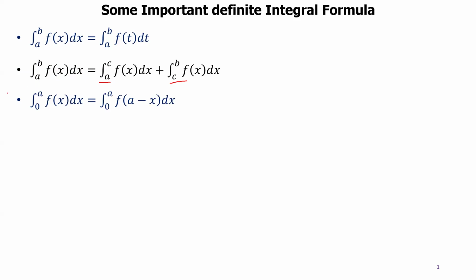In the third formula, the integration of 0 to a of f x dx is equal to the integration of f of a minus x under the limit 0 to a. The integration of sin x with respect to x under the limit 0 to pi by 2 is equal to the integration of cos x under the limit 0 to pi by 2.